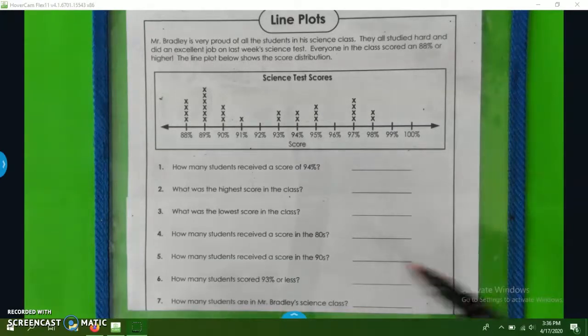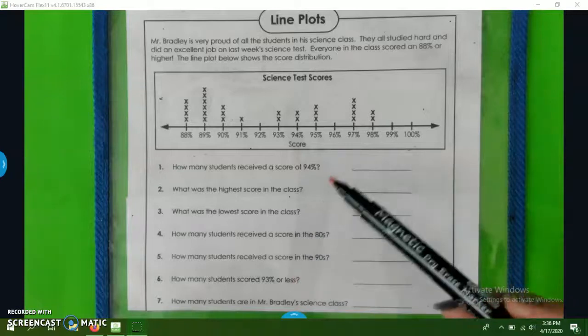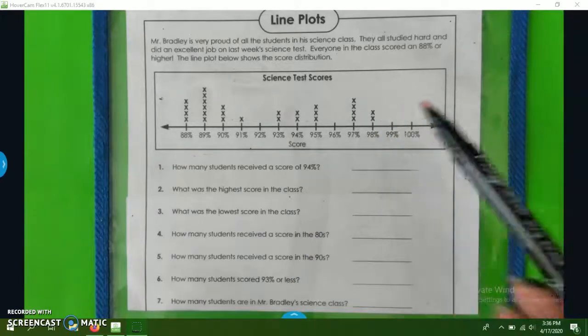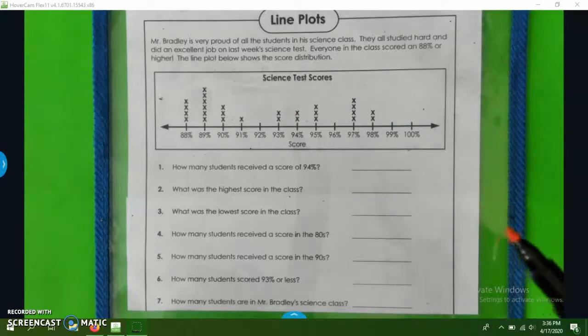So we're going to start with these simpler, lower level questions using this line plot they've given us. And then we're going to look at a few of Mrs. Brown's questions that she has seen that can trick fifth graders a little bit if they're not being careful and paying attention to the wording of the questions.